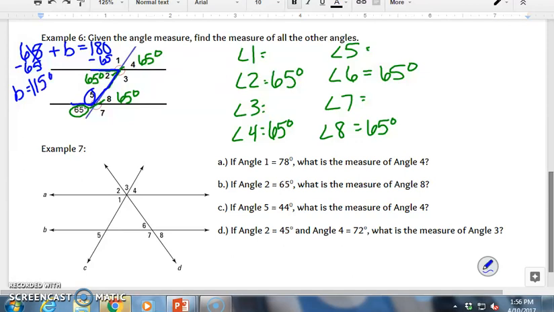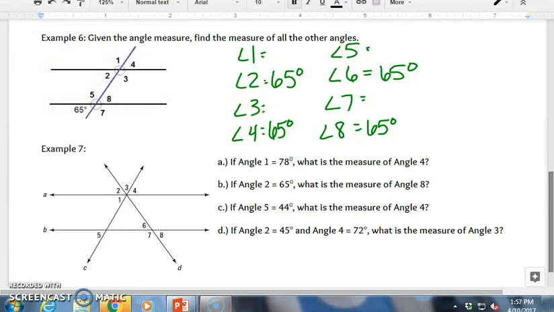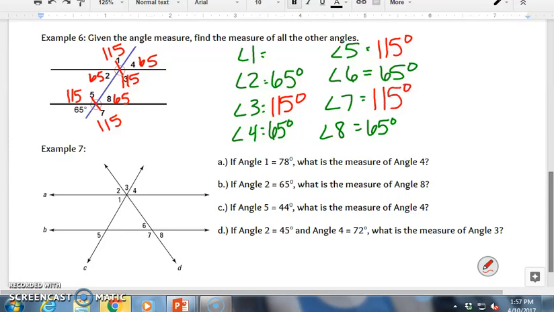So that means that if angle 5 is 115, then angle 3 is also 115, because those are alternate interior angles together. And then because 5 and 7 and 1 and 3 are vertical angles, those are also 115 degrees.